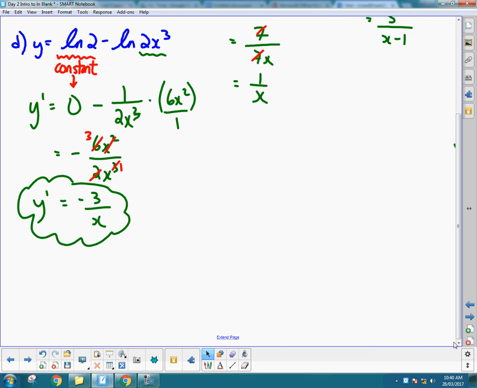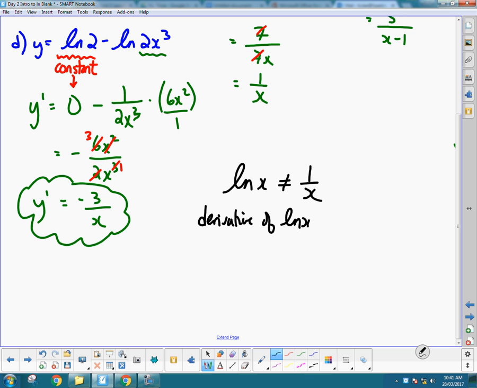One thing I'm just going to mention while I'm here, remember that ln x doesn't equal 1 over x, okay? Sometimes I see a lot of people, when they're doing questions later on, get so used to doing this. Ln x doesn't equal 1 over x. The derivative of ln x equals 1 over x. Okay, and this is going to come in handy later on when we're actually doing more complicated questions.